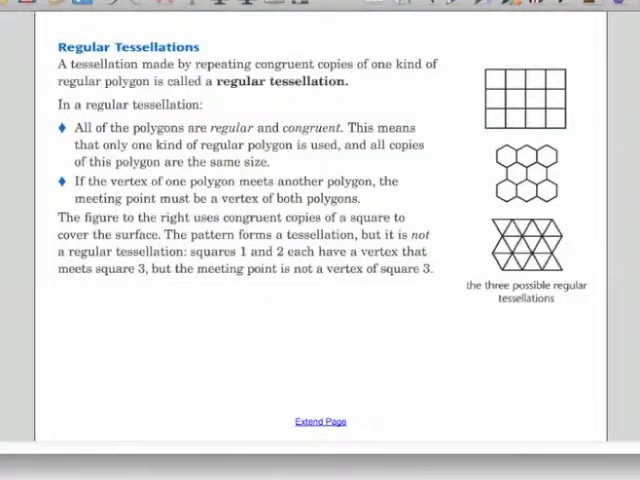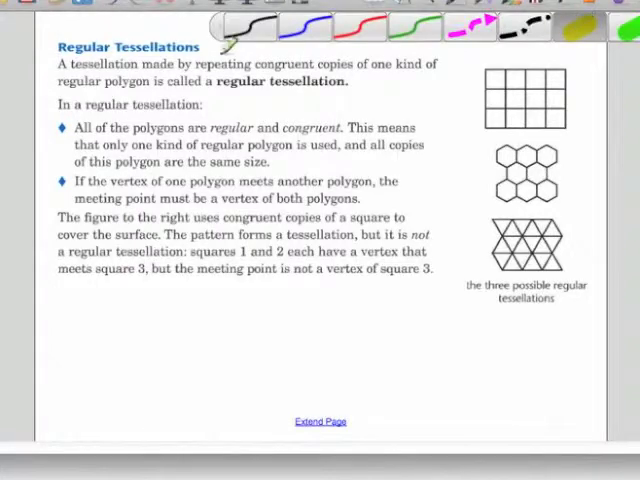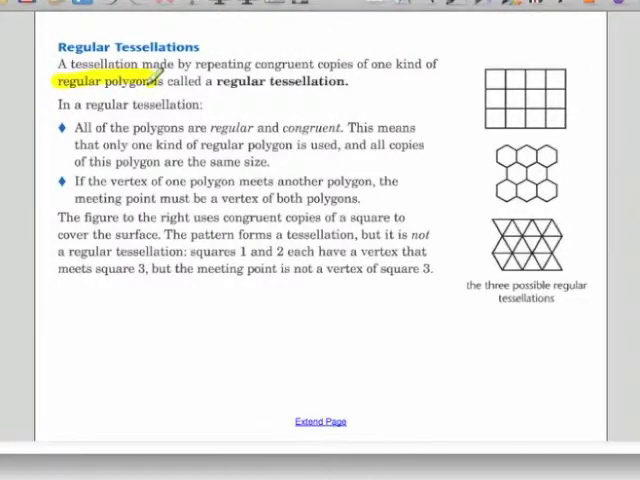All right, now we're going to talk about a specific type of tessellation called a regular tessellation. A tessellation made by repeating congruent copies of one kind of regular polygon is called a regular tessellation. So if you look at these over here, they're all made of regular polygons. That is key, okay? And then the other part about a regular tessellation is they're all congruent copies. So notice these are all the exact same size squares put together with no gaps, no overlapping.